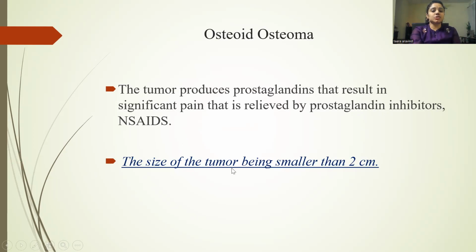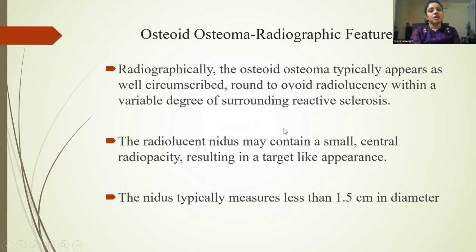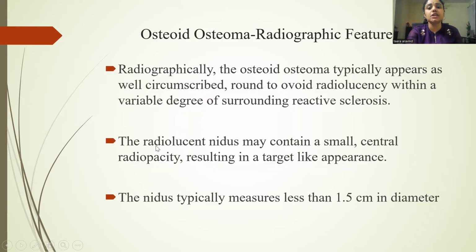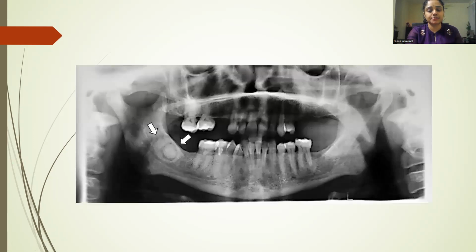Coming to the size, the tumor will always be small, usually smaller than 2 centimeters. Radiographically, osteoid osteoma typically appears as a well circumscribed, round to oval radiolucency. At the center, the tumor nidus shows radio-opacity. And this tumor nidus will be surrounded by a very prominent sclerosis of the bone. We call it a reactive sclerosis.